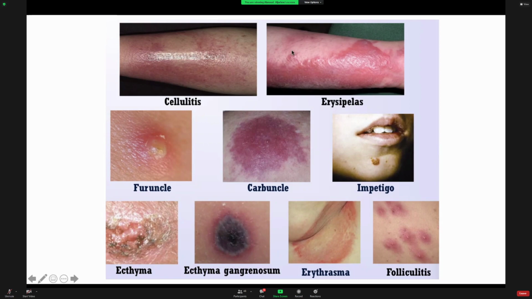What's the commonest cause of cellulitis, Streptococcus or staph? Erysipelas is mainly a streptococcal infection. For the treatment of both, we can give a course of oral antibiotic that's active against staph and strep. So now let's move to impetigo, as we mentioned. Can anyone describe the lesion of impetigo?